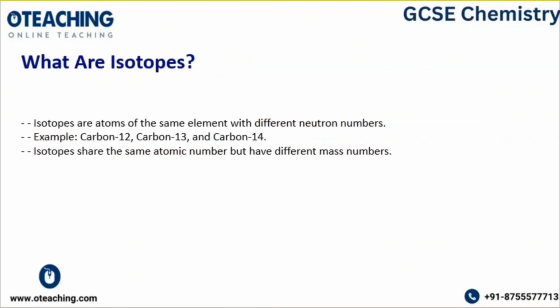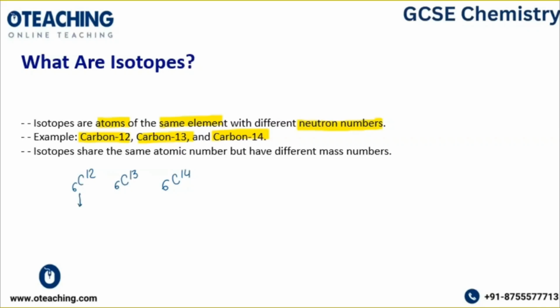Now, what are isotopes? Isotopes are atoms of the same element with different neutron numbers. For example, carbon 12, carbon 13, carbon 14. The atomic number would be the same, that is 6.